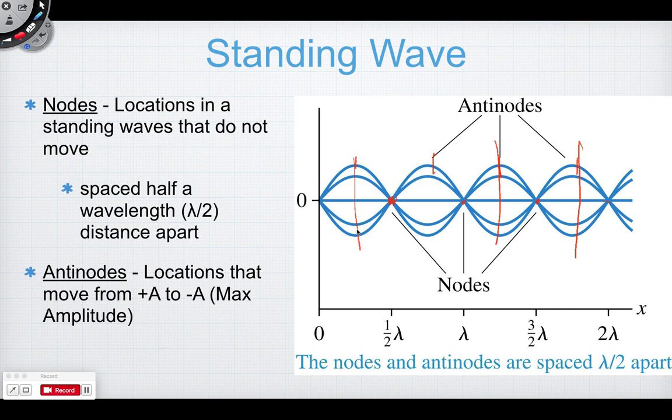Okay, now what do we know? First of all, we call these places right here where there's destructive interference nodes. So those are nodes right here. We call those places where there's constructive interference antinodes.